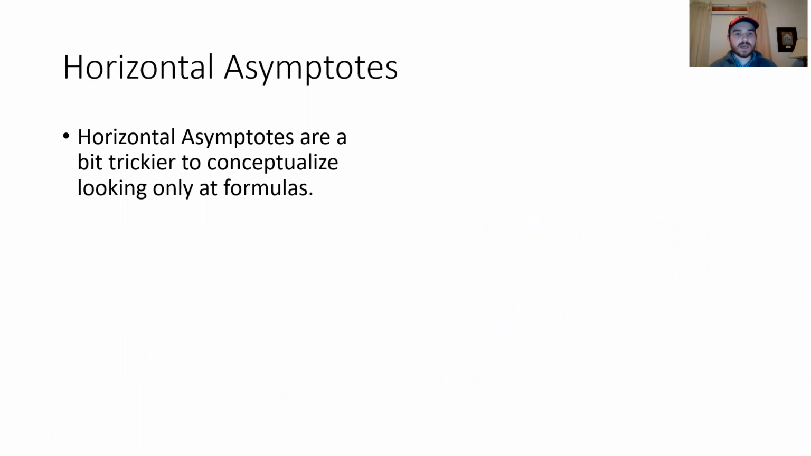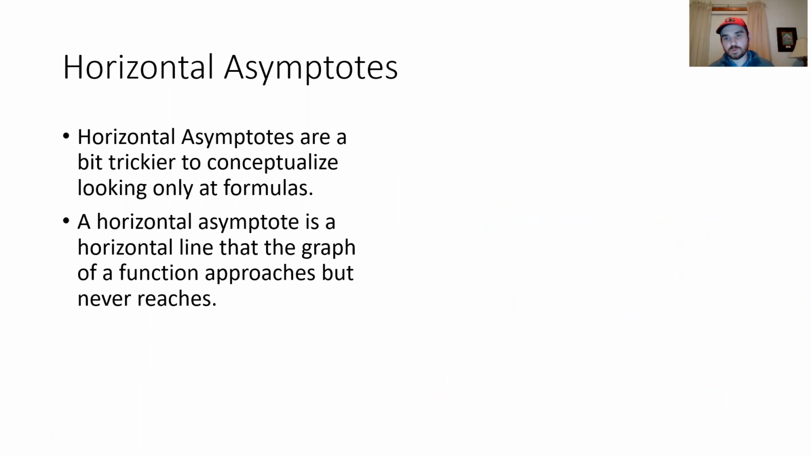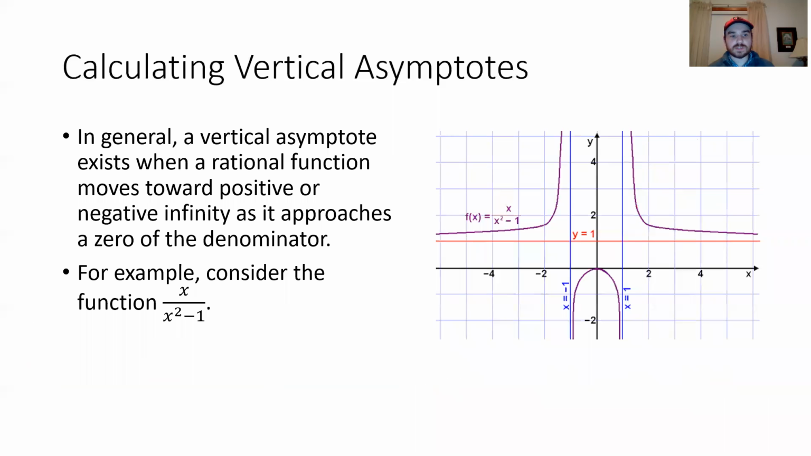Now, horizontal asymptotes are a bit trickier to conceptualize looking only at their formulas. We're going to talk about some rules for how to do horizontal asymptotes. But for vertical ones, it's pretty easy. You just find the 0 of the denominator. So whatever's in the denominator down here, set it equal to 0. And that's going to give you your 2 vertical asymptotes. So in this case, x equals 1 and x equals negative 1.